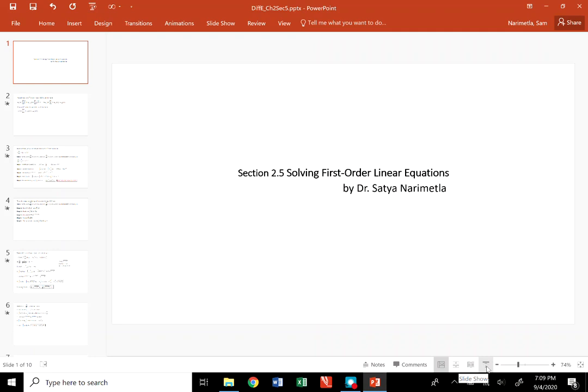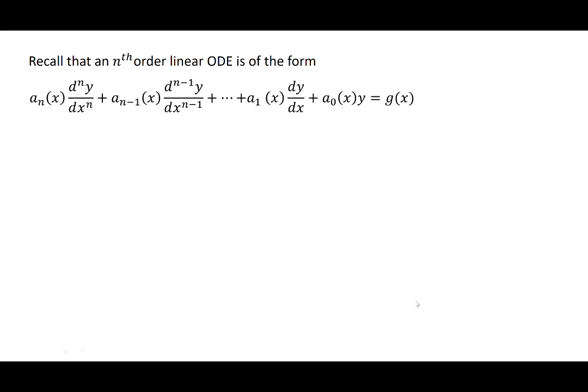What all did we do so far? 2.2 was about separation of variables, then first order homogeneous equations, then first order exact equations, and these are linear equations. So that's what we're going to learn. Cool? For this, I'll ask you to recall the form of an nth order linear ODE. I must have tortured you with problems from 1.1 where you had to recognize, hey, is this given equation linear or not, and what order is it and stuff like that.